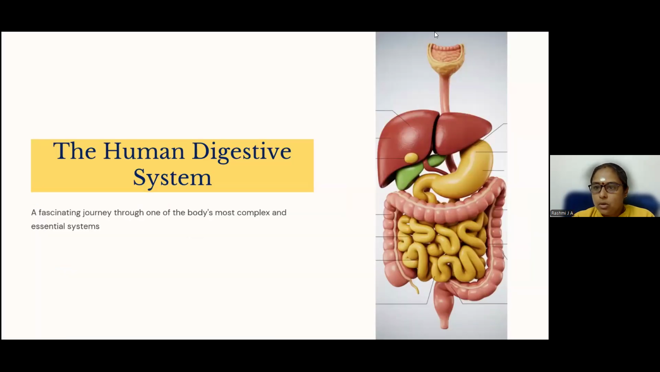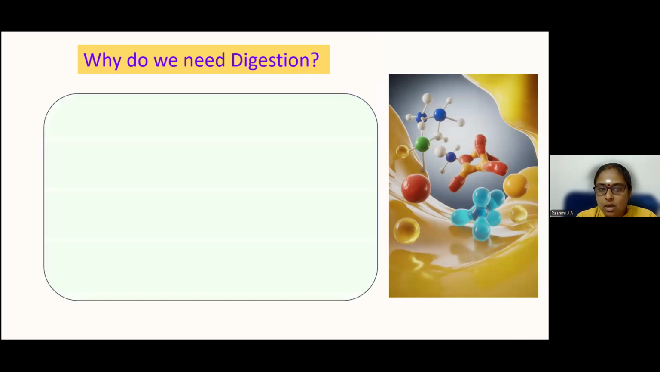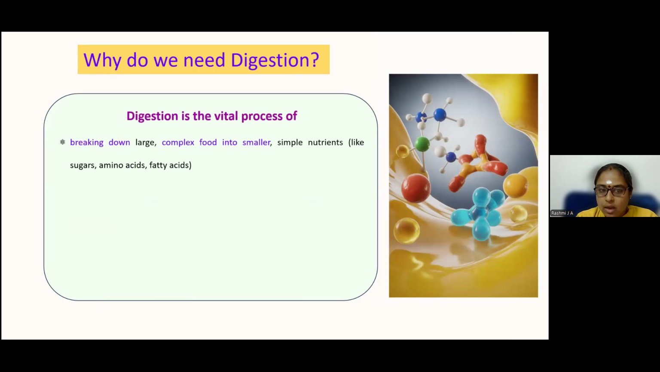So today is about the digestive system. First, why do we need digestion? So the basic question will come: why is it that we need digestion? The first point is that this is a very vital process. Here, the breaking down of large complex food into smaller simple nutrients like sugars, amino acids, and fatty acids is being done.